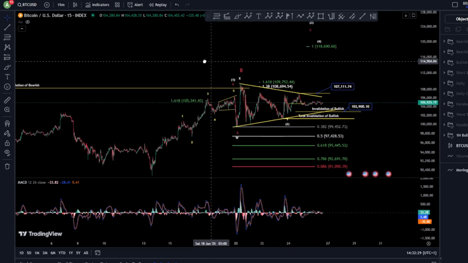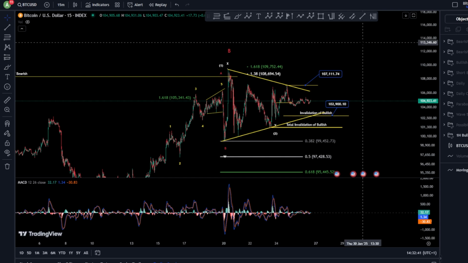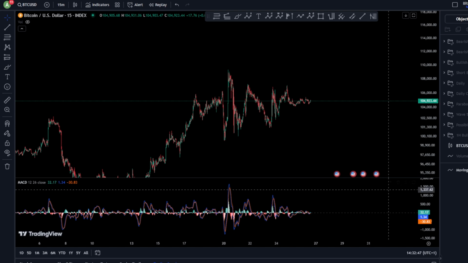So basically, we have nice price action so far. Of course, it is consolidating, but it is telling us clearly that we are in a 1-2 correctively, and we're moving toward the upside once this correction is finished, which is a very nice opportunity, I would say.